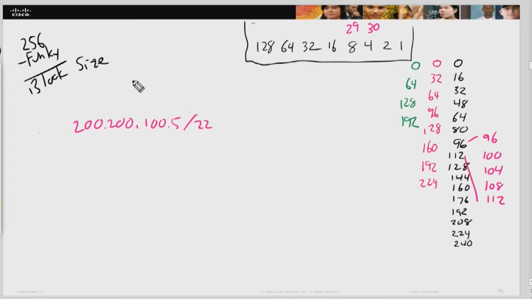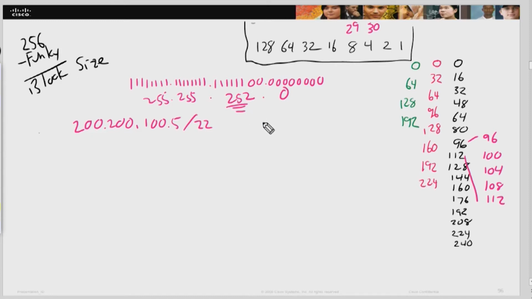It's 22 ones. 1, 2, 3, 4, 5, 6, 7, 8, 9, 10, 11, 12, 13, 14, 15, 16, 17, 18, 19, 20, 21, 22, 23, 24, 25, 26, 27, 28, 29, 30, 31, 32. So this is 252 in the third octet. 252, 256 minus 252 is block size 4. It's a block size of 4 in the third octet.